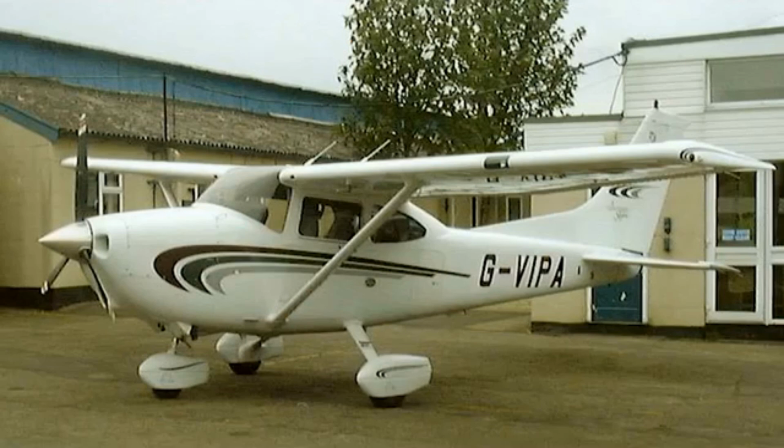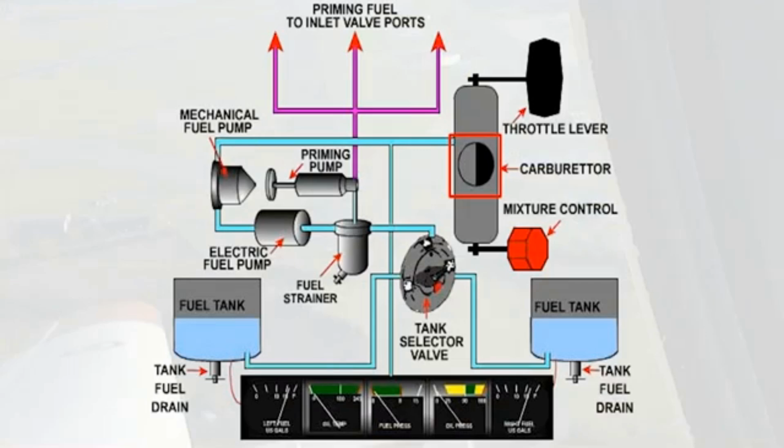High-wing aircraft with tanks only in the wings may not require a fuel pump, leaving gravity as the prime mover of the fuel to the engine system. The final item in the system is the carburetor. This meters the fuel to the engine through the authority of the throttle and the mixture control.